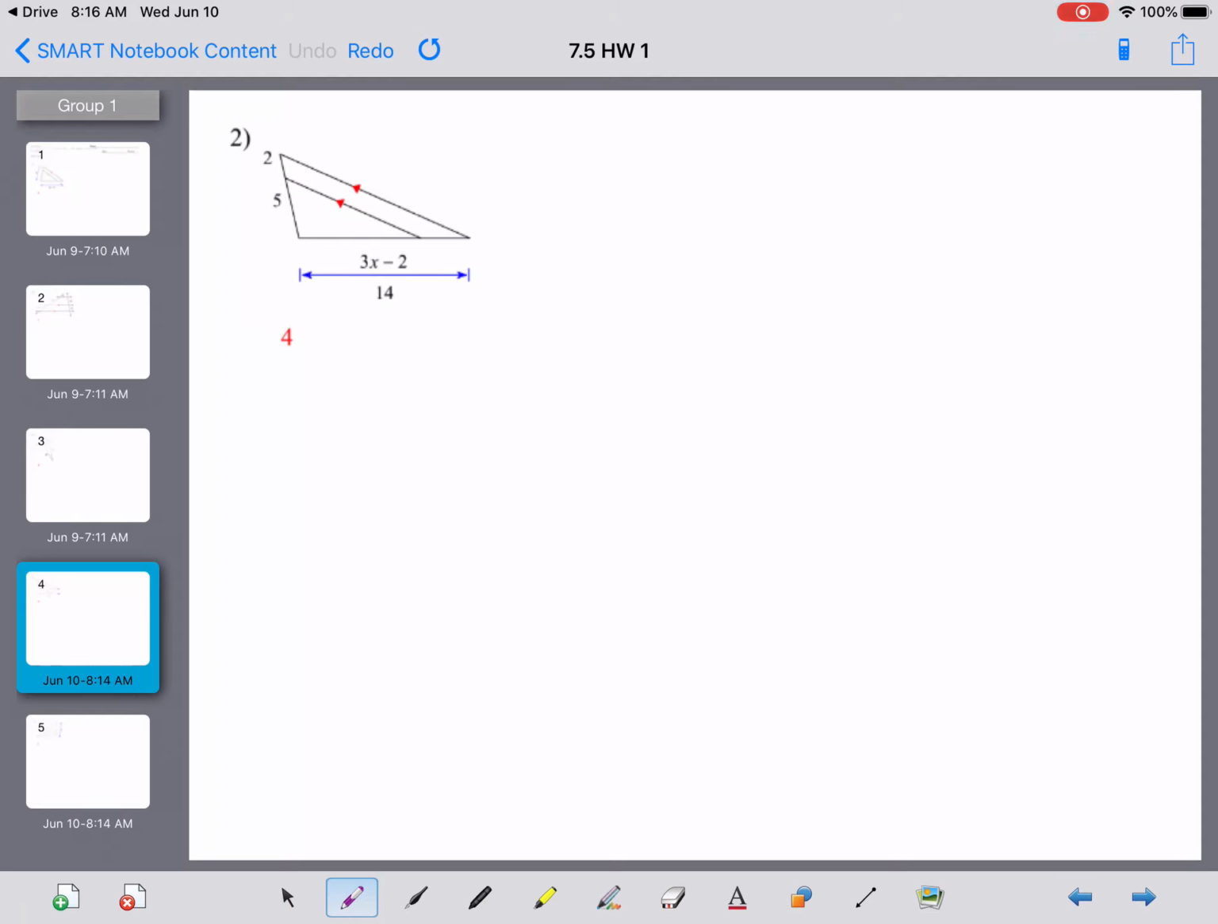So the first question that actually two of you asked about was problem number 2, and as I'm looking at it, I'm not surprised that you asked that question at all. This is the diagram that we have. We have a large outer triangle, and then another line segment has been drawn inside the triangle parallel to the third side. So this is definitely a side splitter problem.